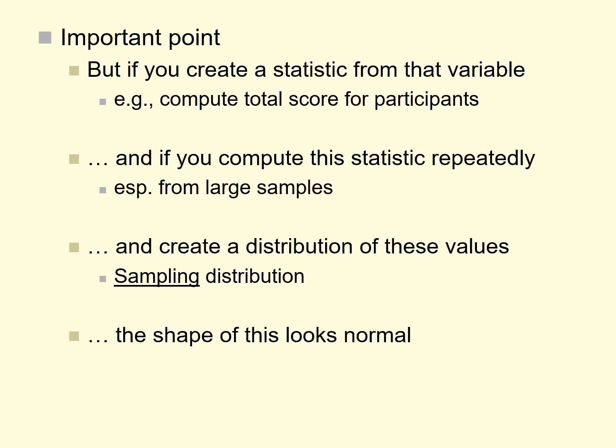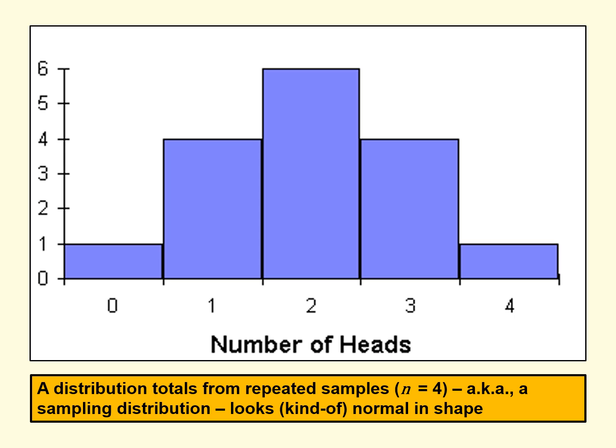However, if we create that statistic, for instance in this case, the total number of heads, or total prevalence of the diagnosis in our sample, and if we compute that same statistic repeatedly, especially from large samples over time, and create a sampling distribution of those values, that shape will look normal. So just to remind you of what it looks like, here's our sampling distribution for sample size n equals 4, which is far too small to be considered a good sample size. But even that sample size kind of has a symmetrical shape, and it sort of looks at least like it's beginning to be a normal curve.